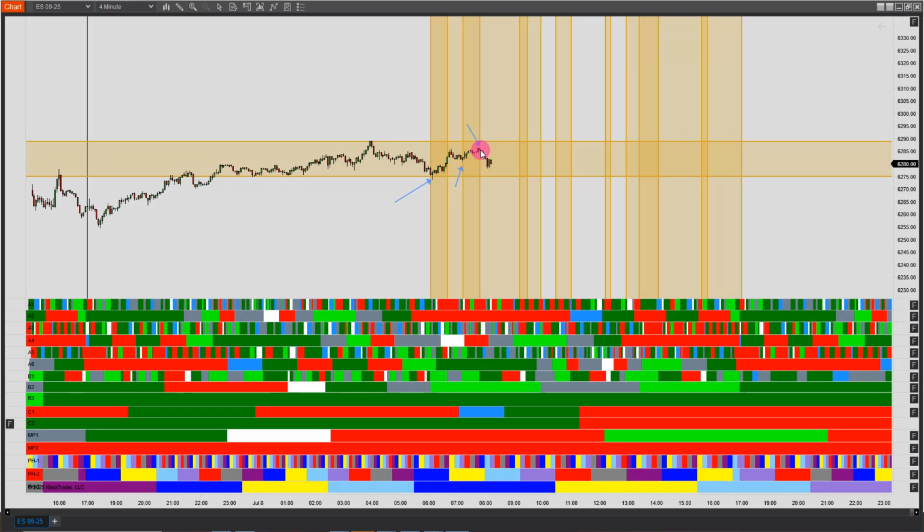Same with the third arrow that I've marked, where we turned down right at the end of that green window, and we've made a move down about 7-8 points so far off of there. That's another scalp trade setup because we didn't make a new high or a new low outside of that overnight range.